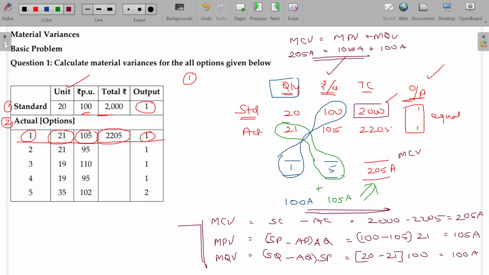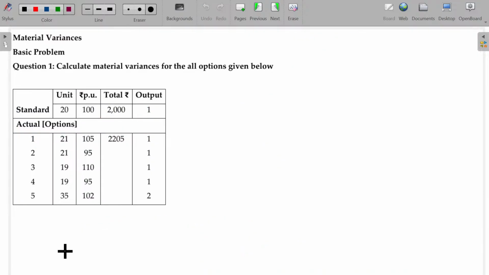Now, material cost variance is otherwise what? Standard quantity into standard price minus actual quantity into actual price. Come on, try to copy, then you move on to the next illustration. You can try all the 5 options here. I have solved option 1; you can solve 2, 3, 4, 5 yourself.